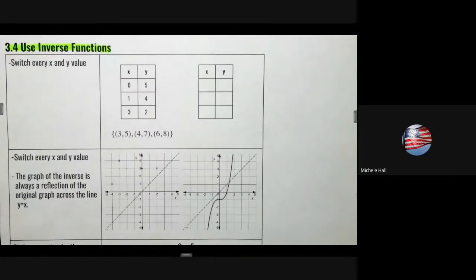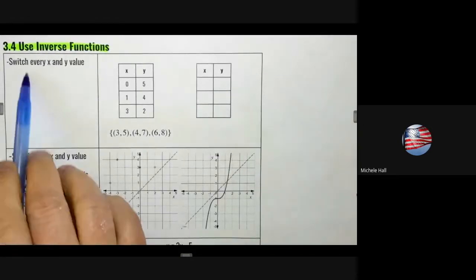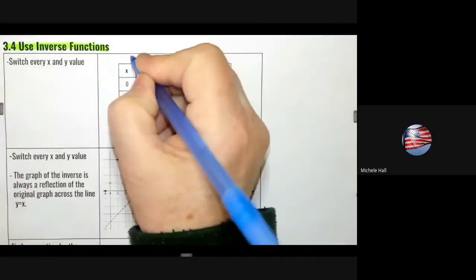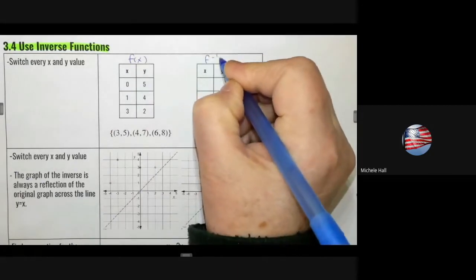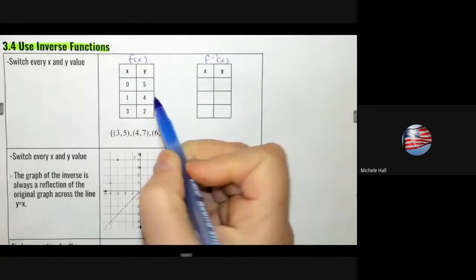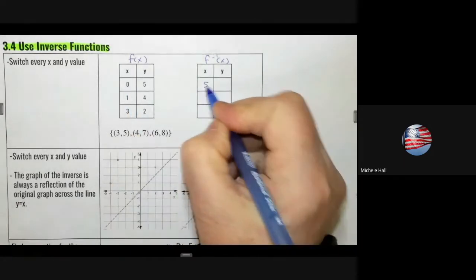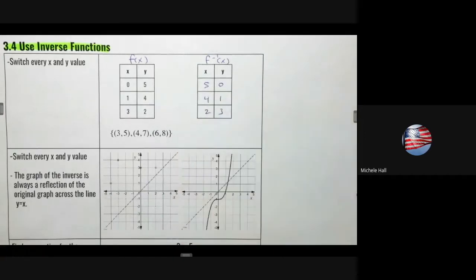3.4, use inverse functions. The first step is always going to be to switch every x and y value to find the inverse function. Here is f of x, and this is going to be f inverse of x. You're going to switch every x and y value. So instead of having 0, 5, you're going to have 5, 0, 4, 1, 2, 3. And that is the inverse function.